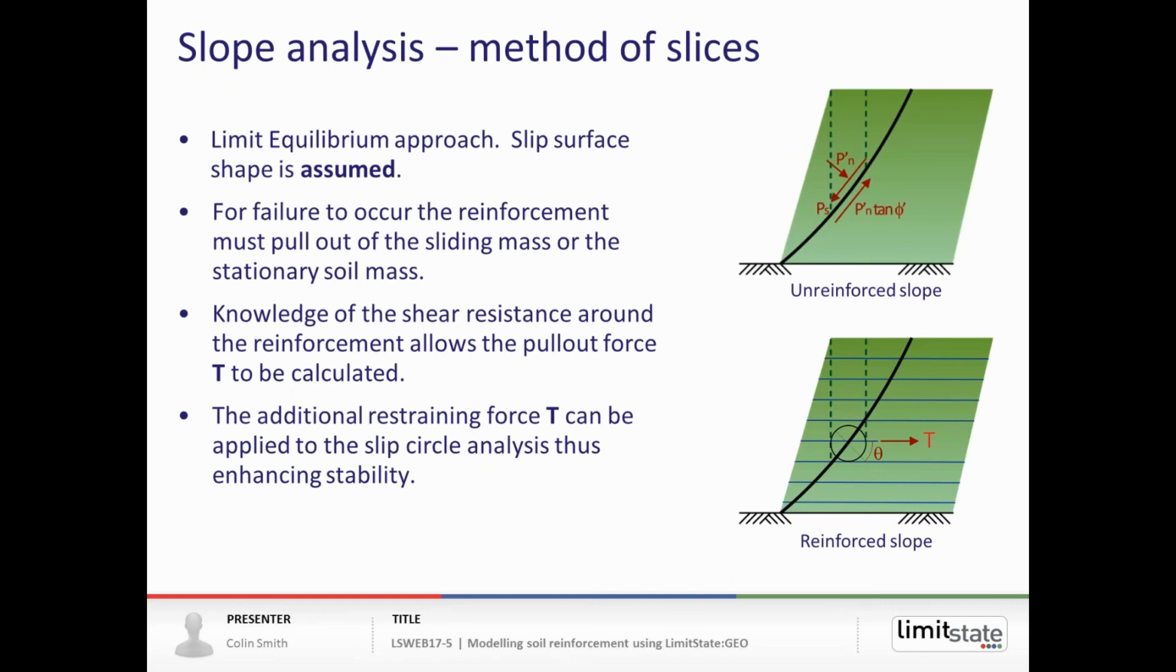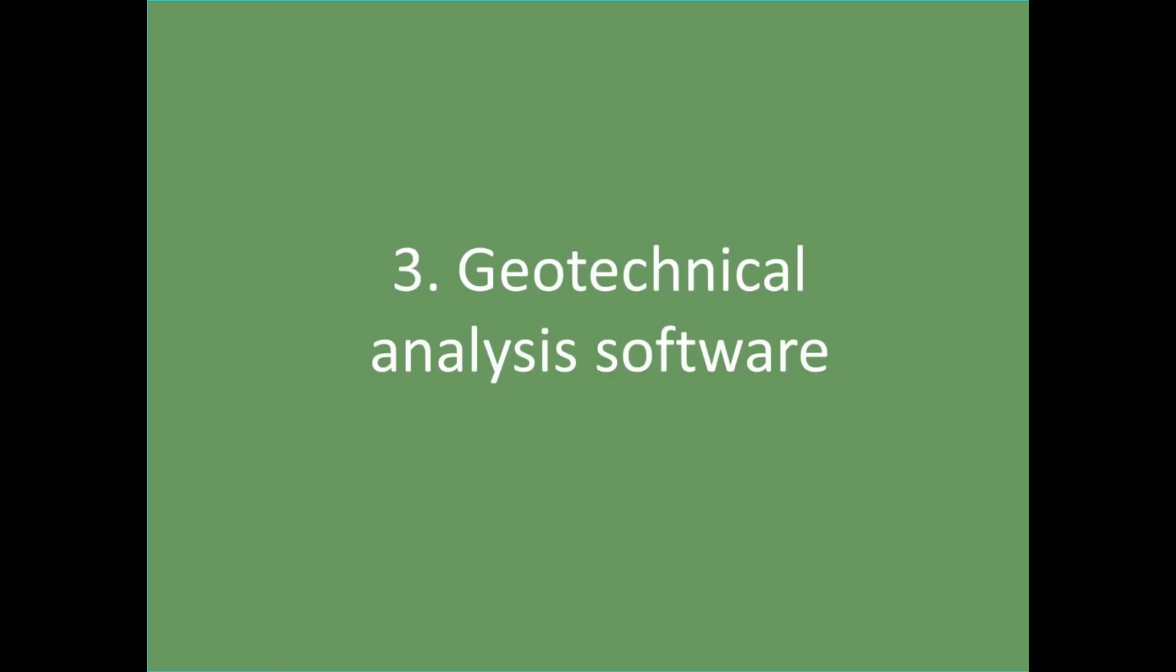Now, for example, in slope analysis, one can use the method of slices as illustrated here. The presence of reinforcements allows additional stabilizing forces to be applied to each slice, and determining these pull-out forces is one key element to the analysis, and these can be determined differently by different analysis methods and software. But before we cover that in more detail, let's look at how LimitState GEO itself works.